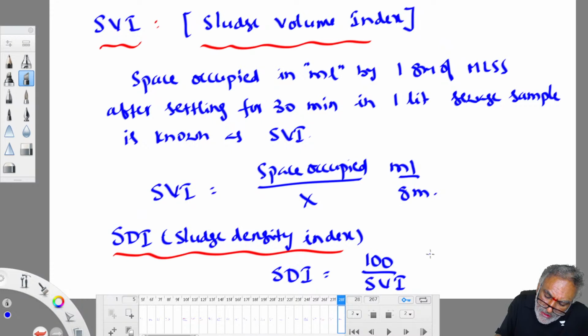Then you will get this answer in gram per 100 ml. The unit of this is gram per 100 ml. If you take the inverse of sludge volume index, it is gram per 1 ml. Sludge density index is expressed in gram per 100 ml. So therefore, 100 by sludge volume index will give sludge density index. This question was also asked in the GATE exam.